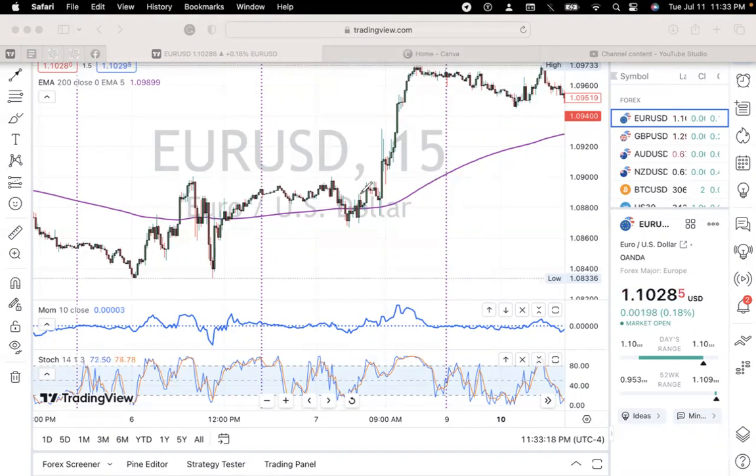But my entry signals, which means that, okay, this is a great time to get into this trade, would be something like this, right? So we can see for this short period of time, the market was below the EMA.